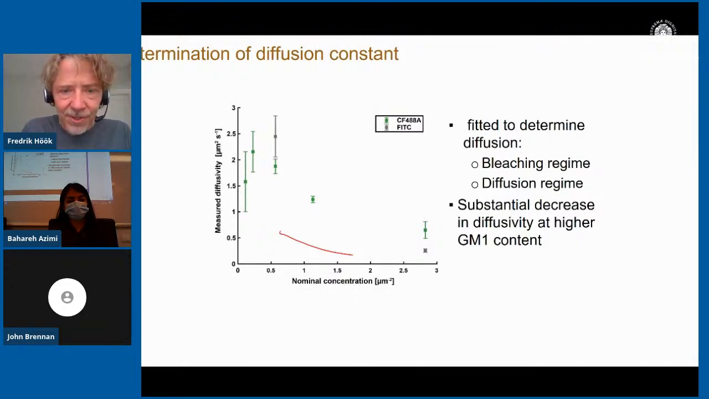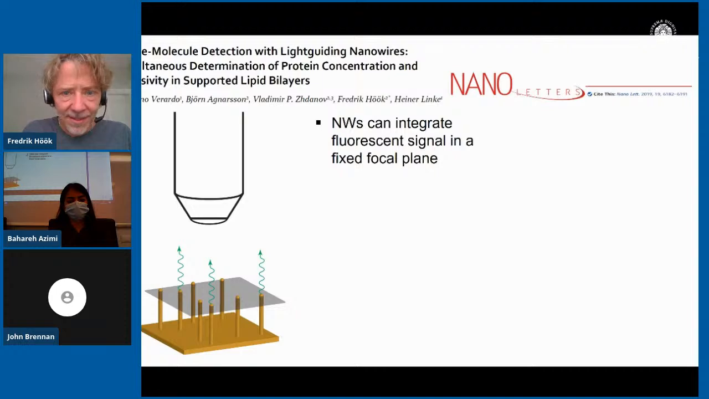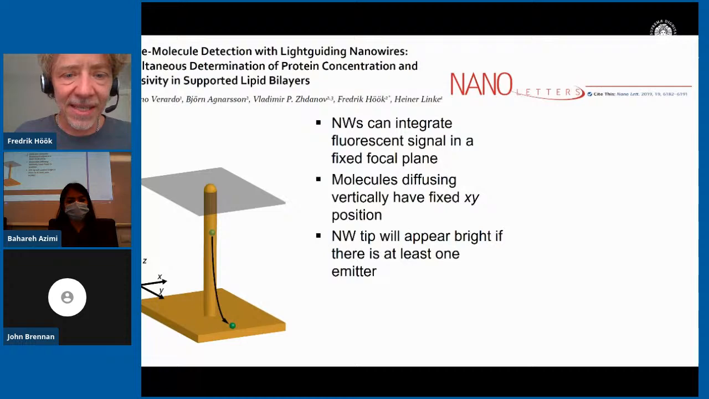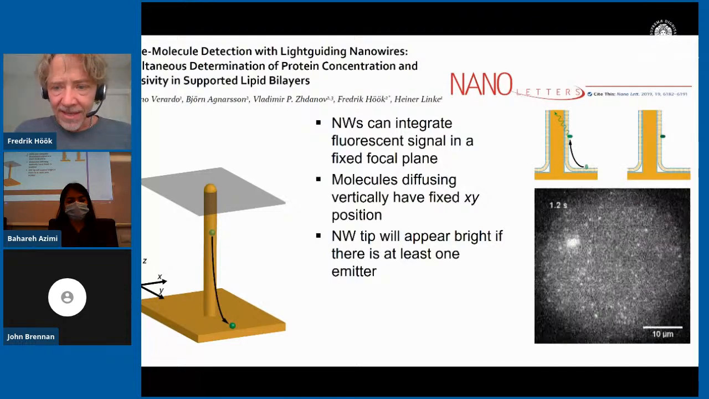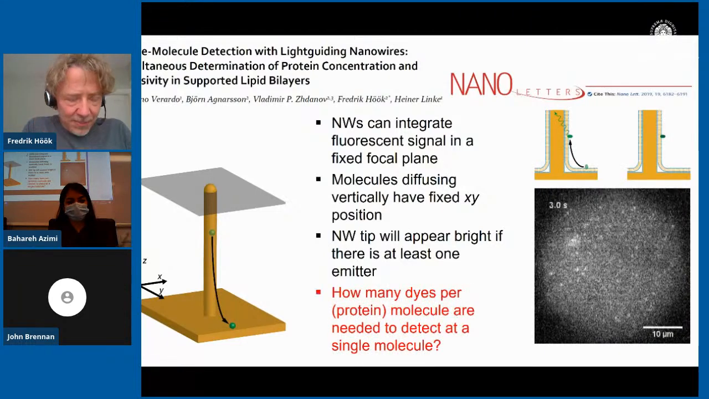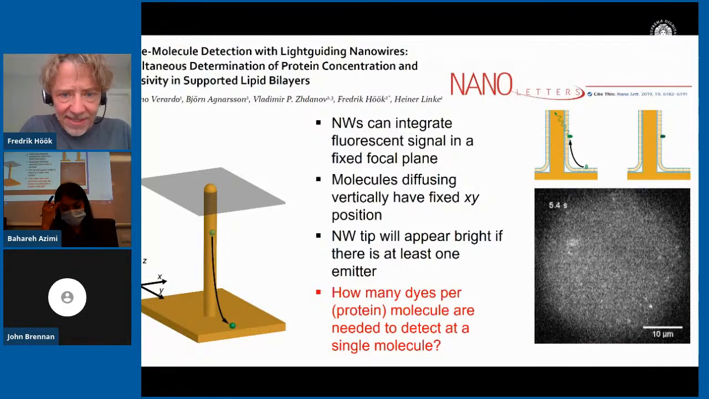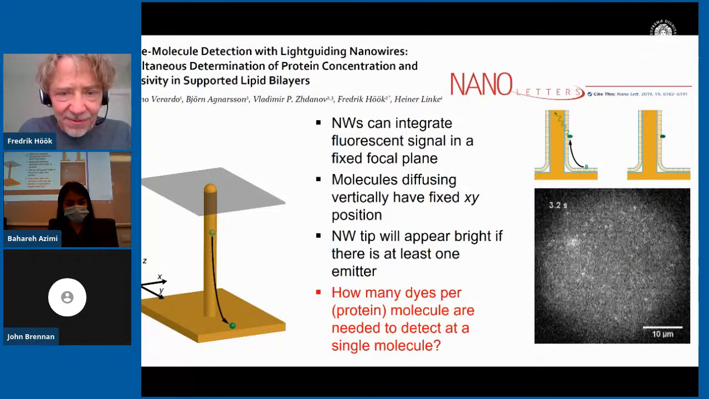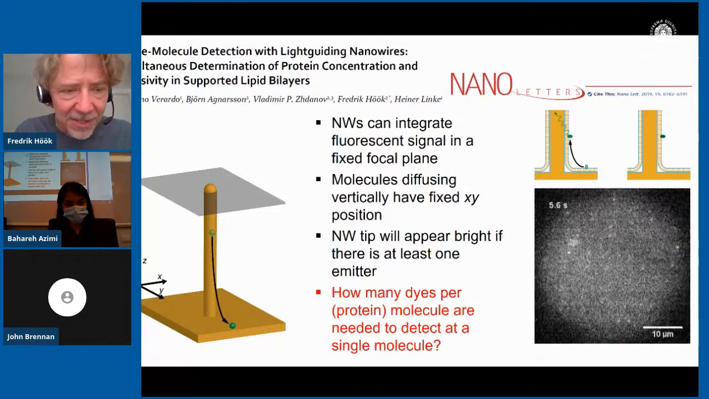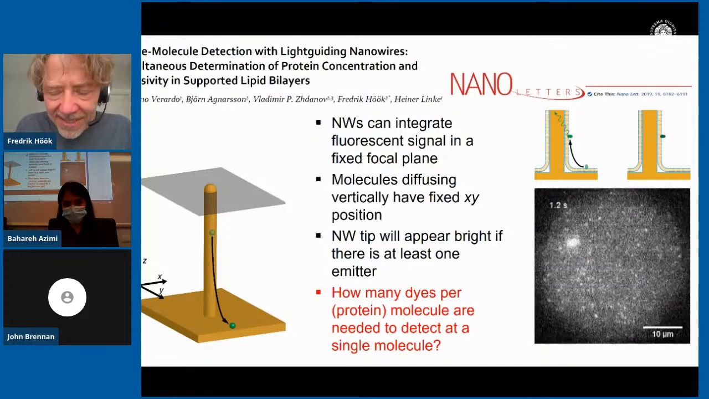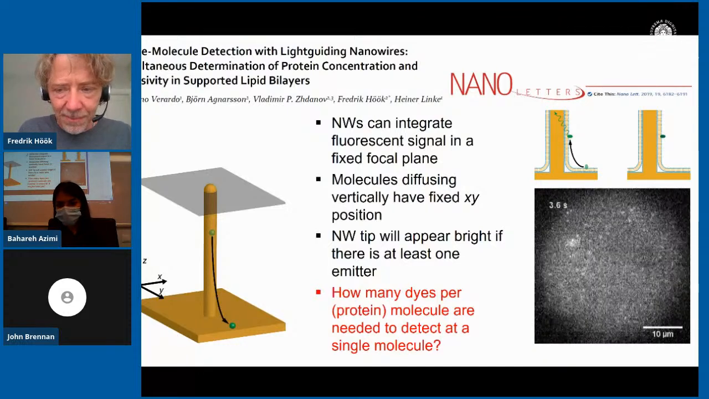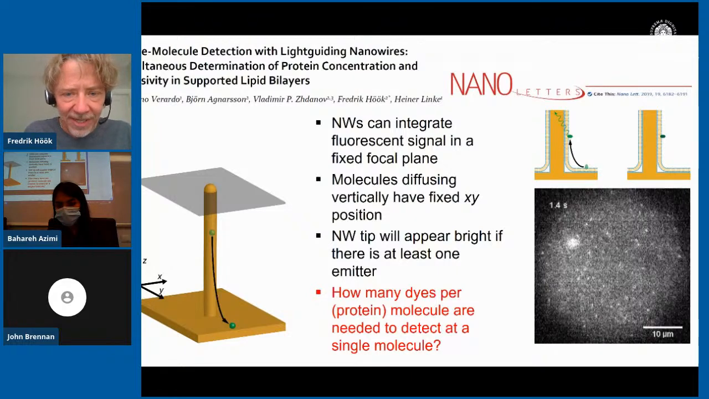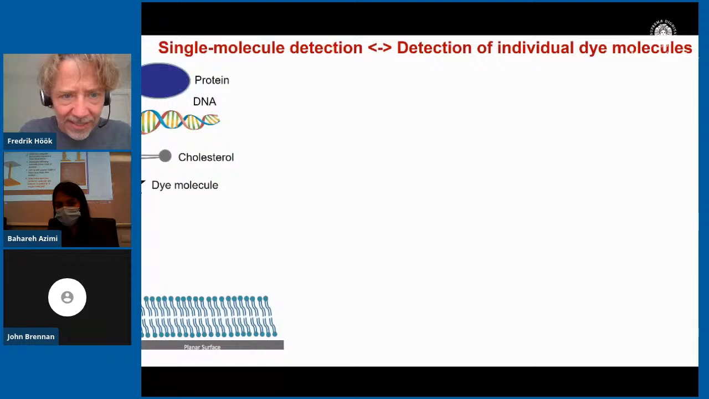So this was a first step towards the use of these nanowires to detect single molecules. And this is illustrated here. But each molecule here had multiple dyes, up to 5, maybe even 10. So we asked ourselves whether the sensitivity of these wires was sufficient to detect single dye molecules with conventional microscopes, because this is a normal upright microscope. This is not a laser illumination. This is normal white light illumination.